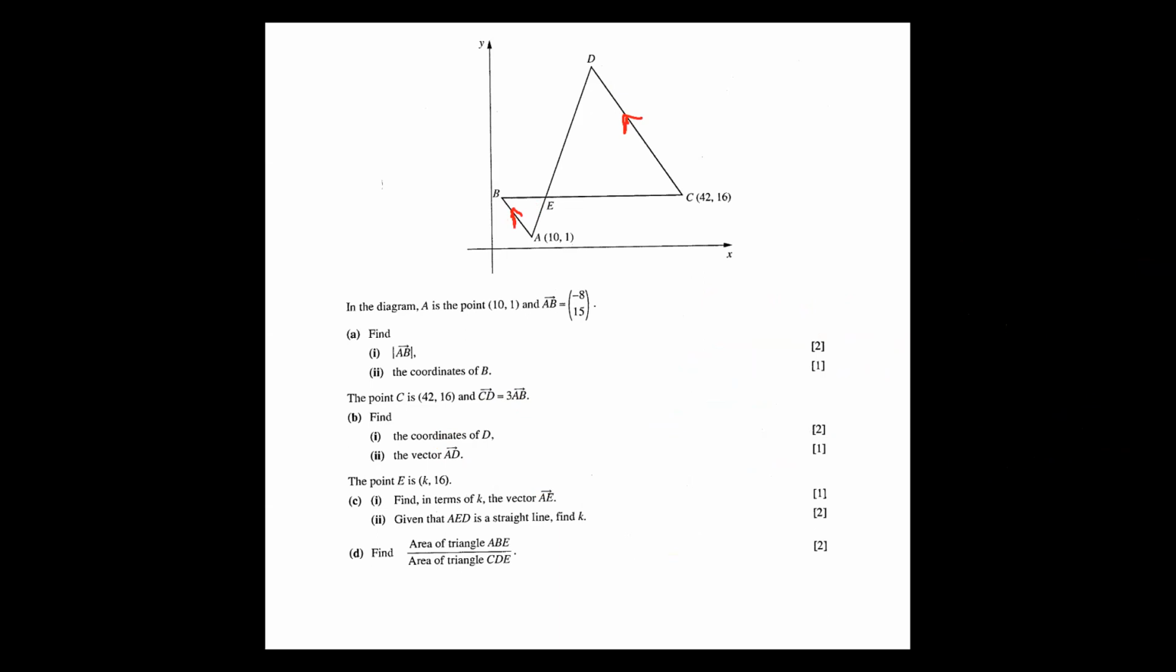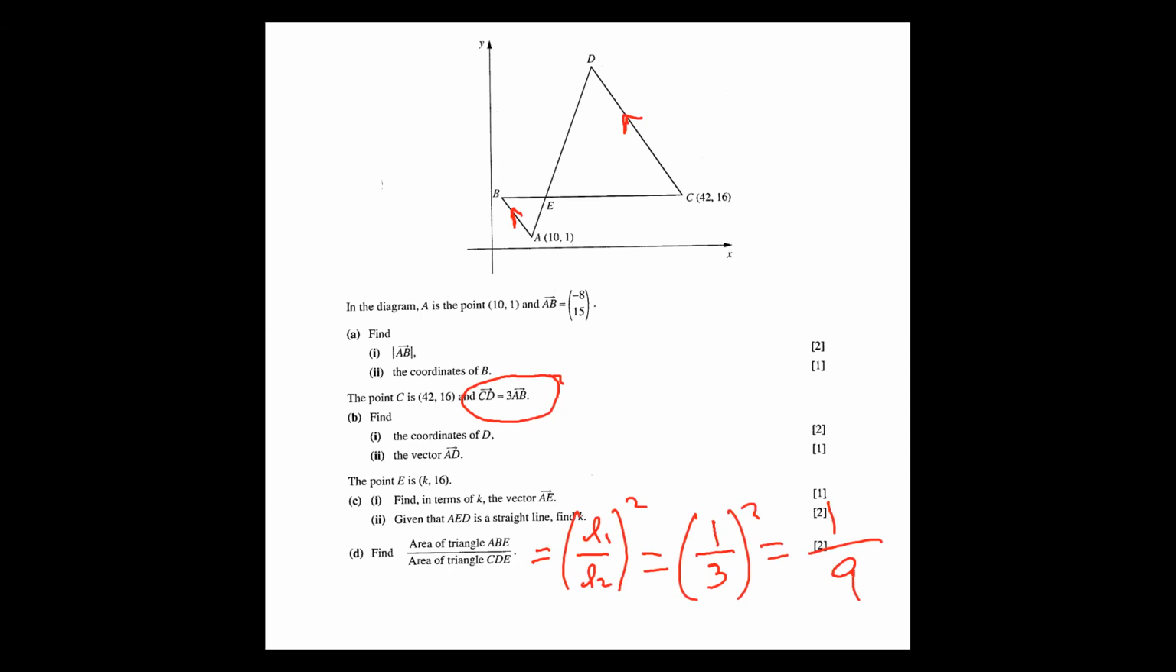और अगर ये parallel हैं तो B और C alternate, A और D alternate, E is vertically opposite, so triangles are similar. और अगर triangles similar हैं तो इनकी रेशियो होगी L1 over L2 whole square. And what is the ratio of their corresponding side? ये बताया हुआ CD is 3 times AB. So अगर AB 1 हो तो CD 3 होगा. So 1/3 squared, which is 1/9. So that's again similarity. So similarity वाला टॉपिक काफी ज्यादा इस वेक्टर में आप देखें यूज हुआ है.